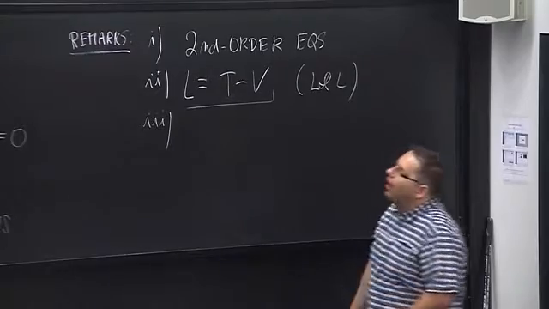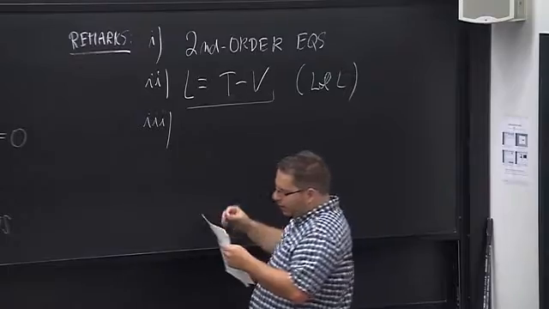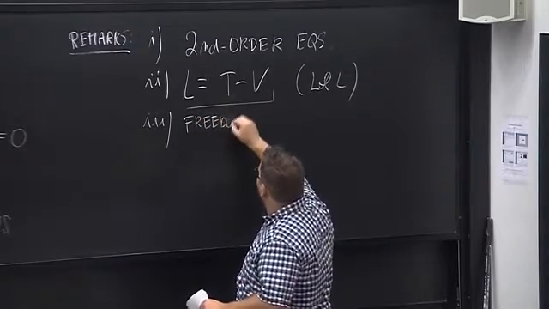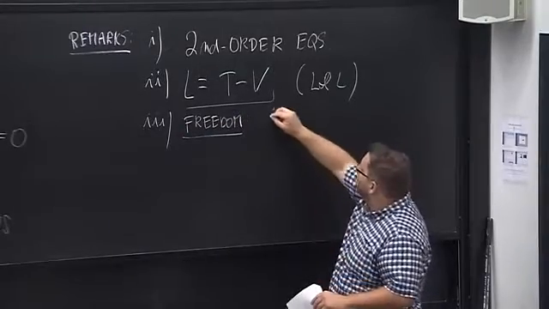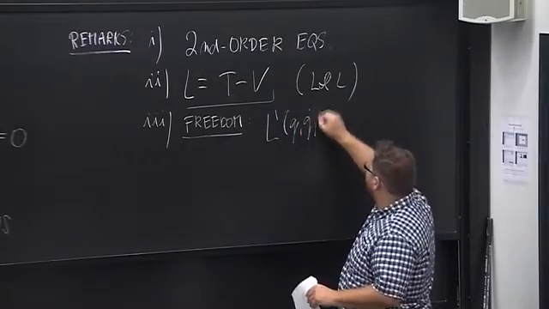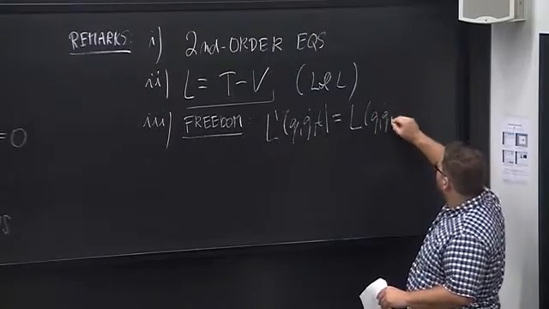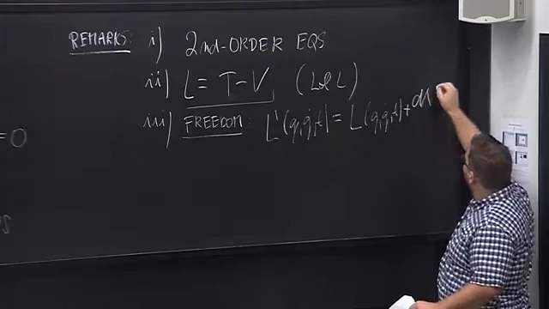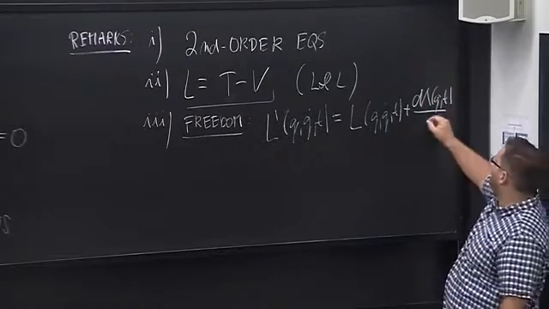There is a huge freedom in the Lagrangian description, and that is if I find a new Lagrangian, which is a function of q, q dot, and t, which is the old one plus a total derivative of a function lambda which depends only on q and t. So this q dot is missing here.